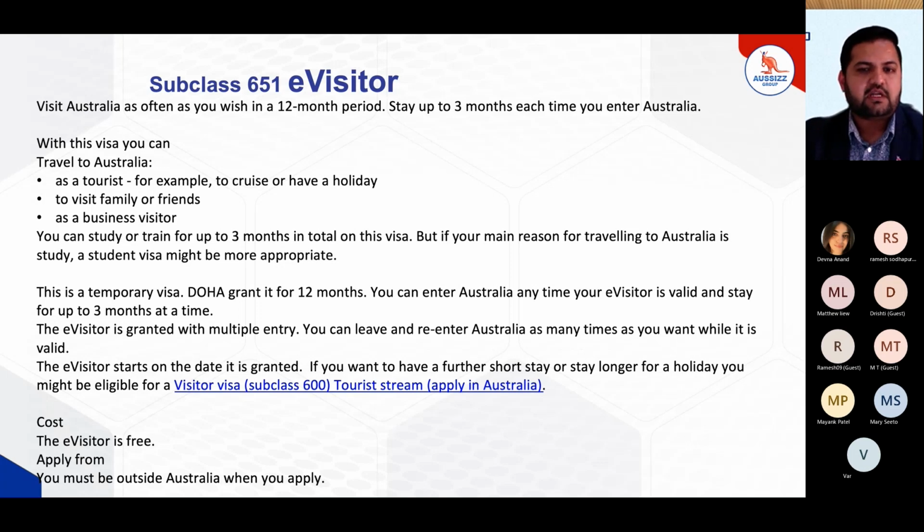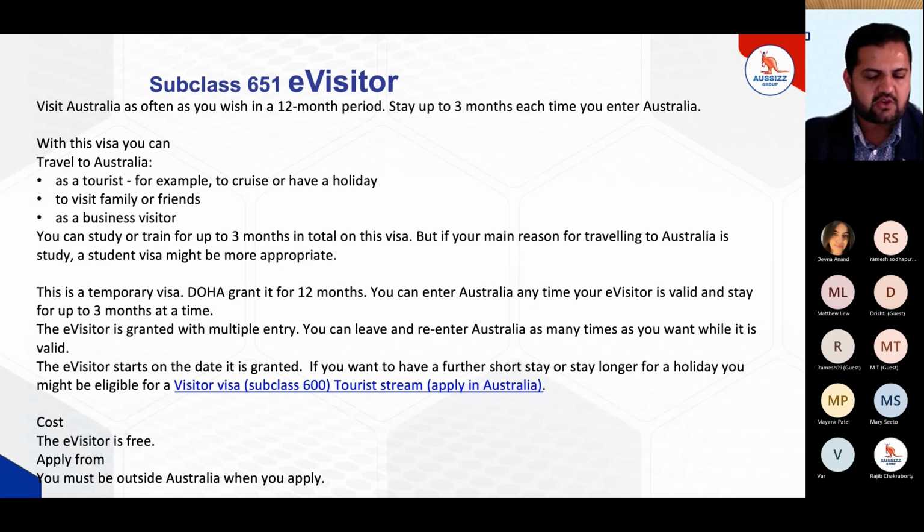It is also up to 3 months. You can study up to 3 months. You can visit. You can also visit as a business visitor. This is a temporary visa. In some cases they can grant you up to 12 months. This is multiple entry as well, so you can leave the country and come back anytime you want.